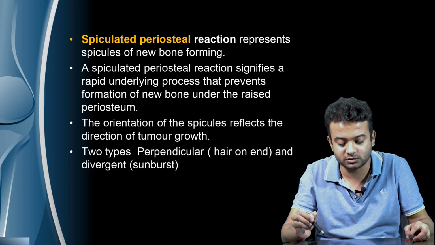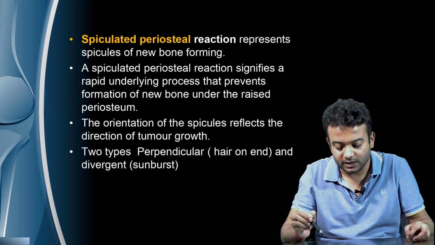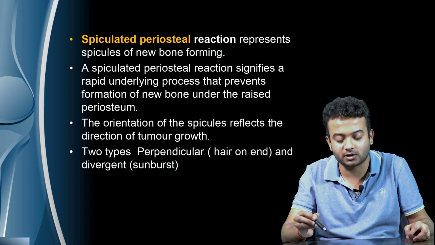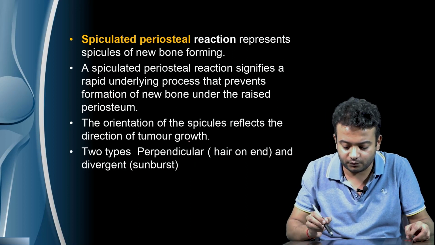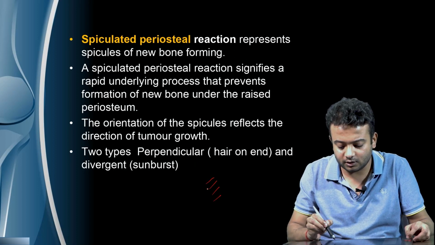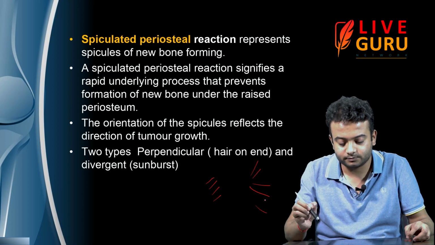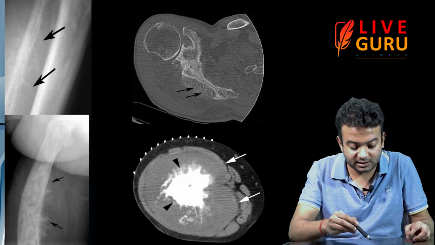an underlying process that forms new bone under the raised periosteum, and the orientation of the spicules can reflect the direction of tumor growth. Usually there are two types: the perpendicular type, the hair-on-end type, or the sunburst type, the divergent type. So these are the periosteal reactions.